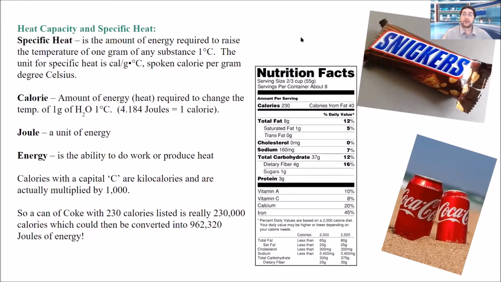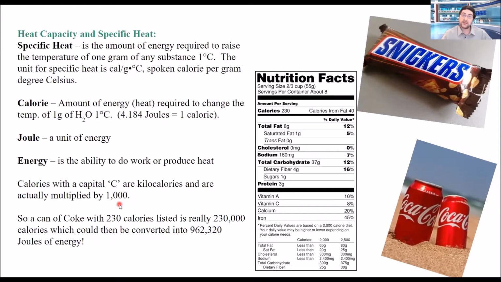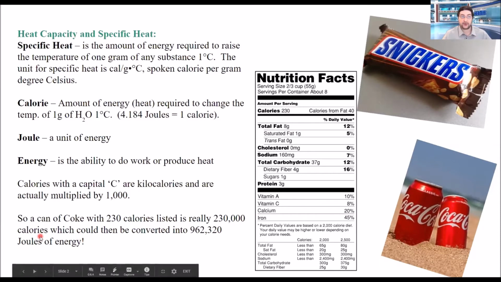However, those 230 calories are actually what we call kilocalories, okay? Because it's listed with a capital C. And if we have calories listed with a capital C, those are actually kilocalories, which means that 1,000 regular calories are equivalent to 1 kilocalorie or 1 capital C calorie. So this 230 here, that's 230 kilocalories, which is really 230,000 regular calories.